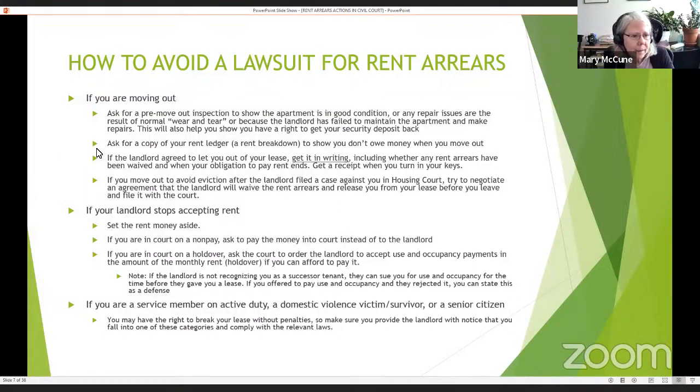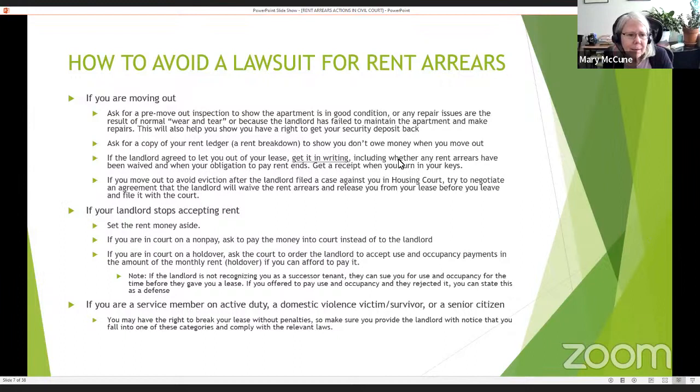Ways to avoid having to deal with that situation is get it in writing if the landlord agrees to let you break your lease, including whether they've waived any rent arrears and when your obligation to pay rent ends. So if you're moving out in June, you want to say that after June, you don't owe any more money on that lease. And if you turn in your keys, you're going to want to ask for a receipt. It can just be a piece of paper and they say keys received and have somebody sign it. It can be the super or the management office, wherever you turn the keys in.